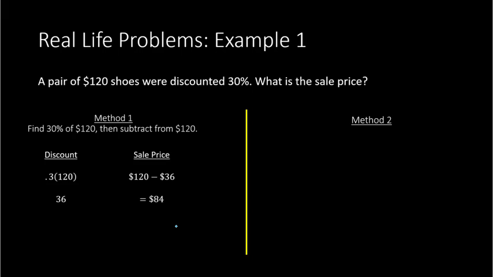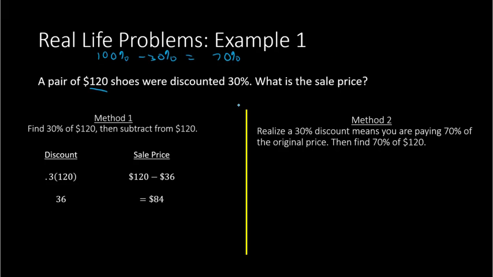A second approach would be to realize that $120 is the original price. That is 100%. Right? That is the full price. But if it's being discounted 30%, that means the amount you have to pay is actually only 70%. So you can realize that. So find 70% of the sale price, and that will give you how much that you pay. So that is our second approach. We can just find 70% of 120, and that will be our answer.